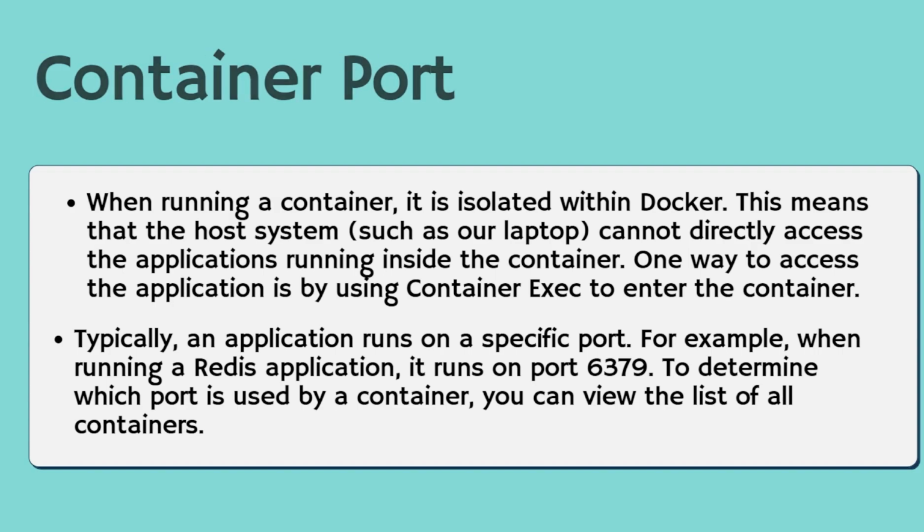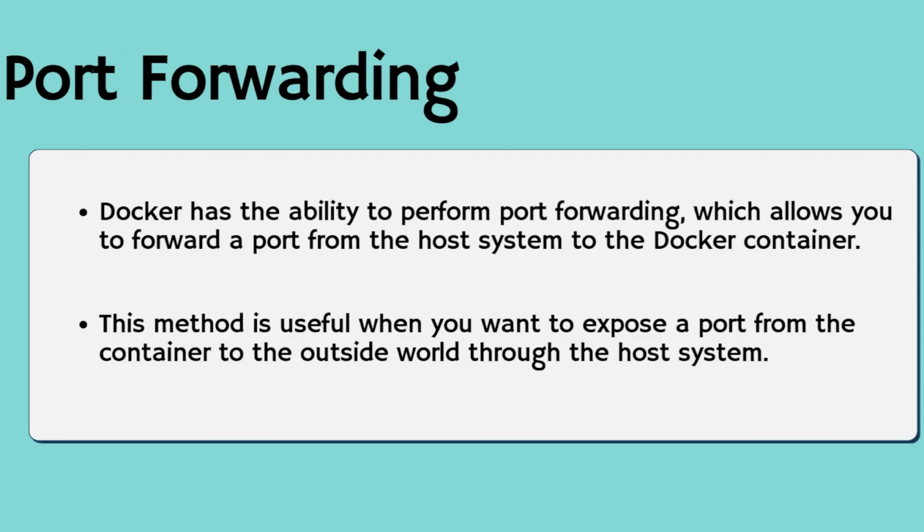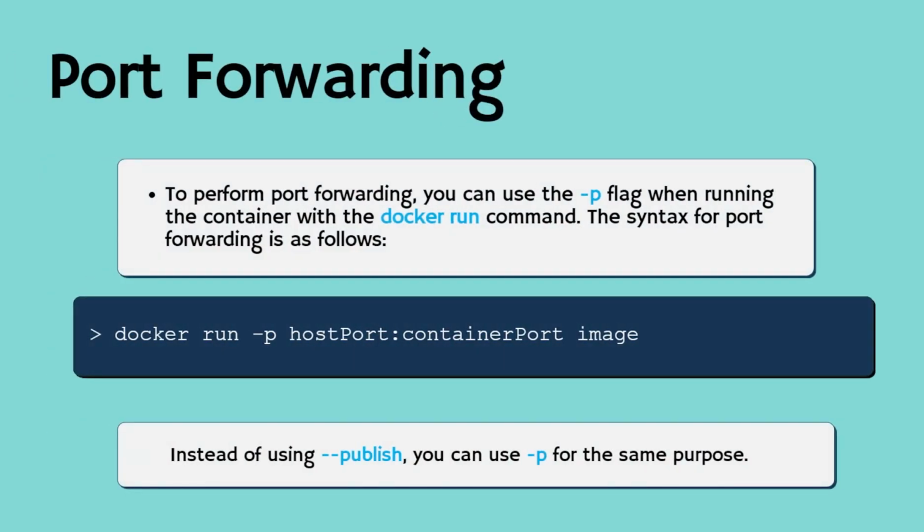Docker has the ability to perform port forwarding, which allows you to forward a port from the host system to the Docker container. This method is useful when you want to expose a port from the container to the outside world through the host system. To perform port forwarding, you can use the -p flag when running the container with the docker run command. The syntax is: docker run -p host port:container port image. Instead of using --publish, you can use -p for the same purpose.